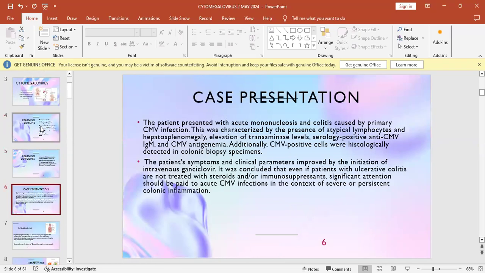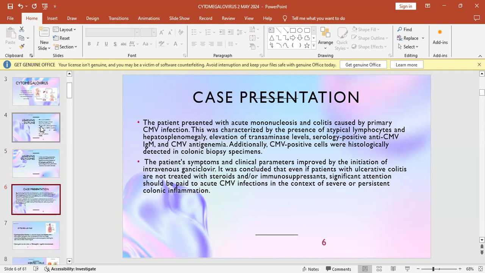Now, the case presentation of cytomegalovirus. A patient presented with acute mononucleosis and colitis caused by primary cytomegalovirus infection. This was characterized by the presence of atypical lymphocytes and hepatomegaly, elevation of transaminase levels, serology positive anti-cytomegalovirus IgM and CMV antigenemia. Additionally, CMV positive cells were histologically detected in colonic biopsy specimens.